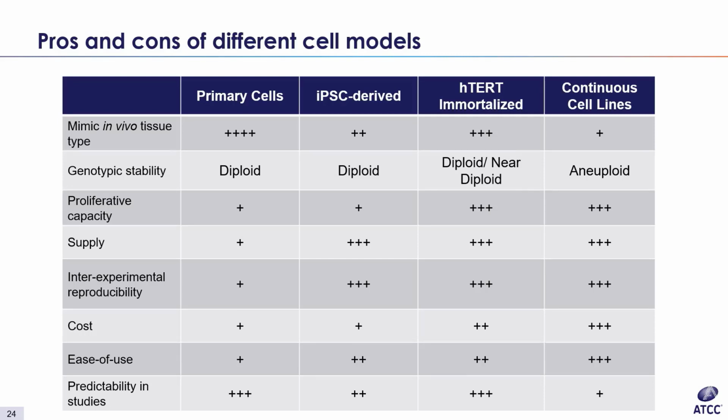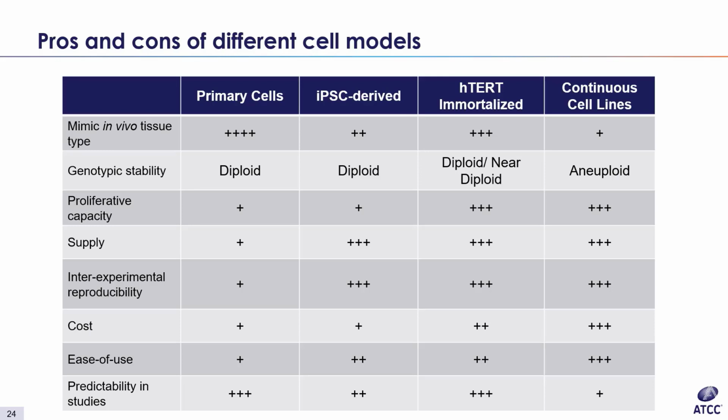There are several types of cell models to choose from when designing your experiment, each with its own set of pros and cons. So let's start with the far right, the continuous cell lines. Continuous cell lines are often derived from a tumor. They're generally very easy to culture and have a low cost of culturing. They do not require a complex growth medium, usually just one of the classical cell culture formulations like DMEM or RPMI supplemented with FBS. Like a tumor, they have great proliferative capacity.